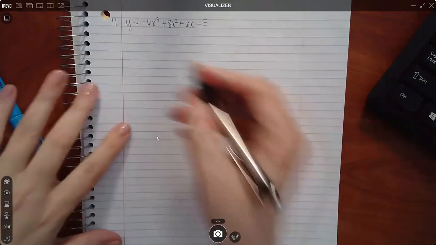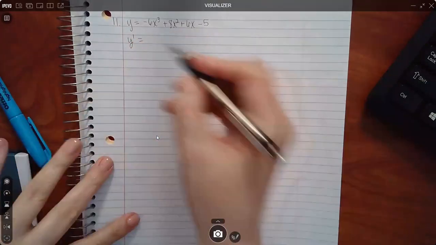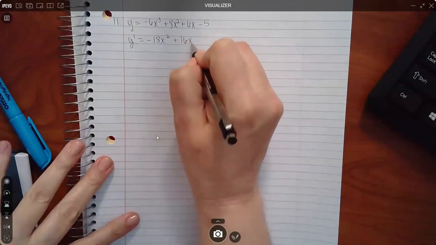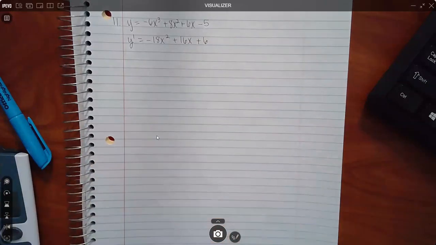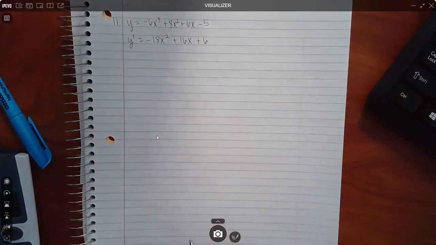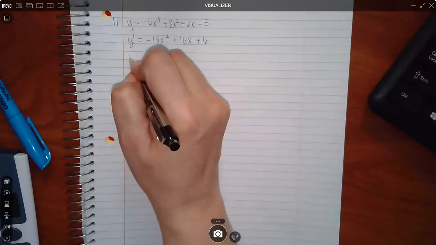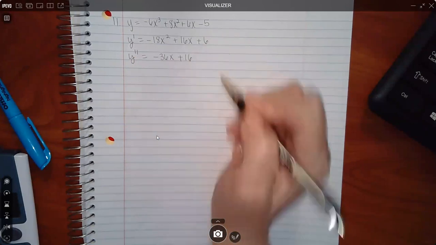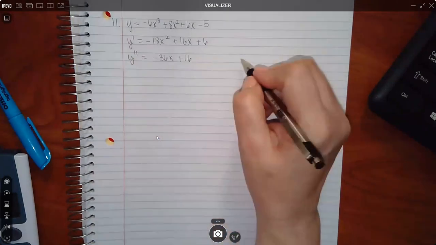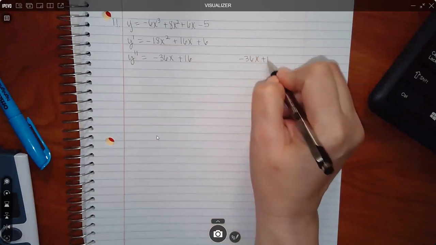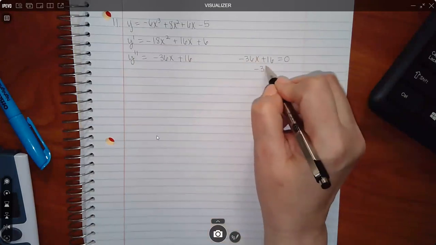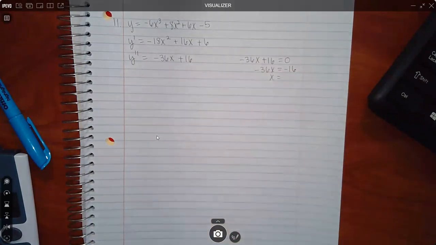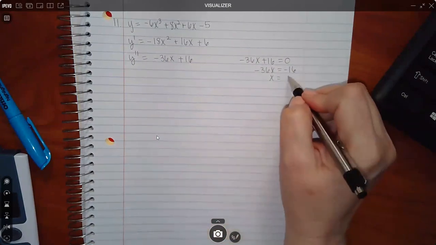Second derivative, exactly. So first derivative would be negative 18x squared plus 16x plus 6. And then the second derivative, that's better, would be 36x plus 16. And so if we want to find our critical numbers, we'll set that equal to 0. Sixteen divided by 36 is 4/9.